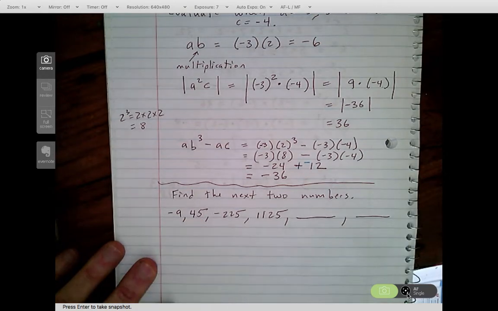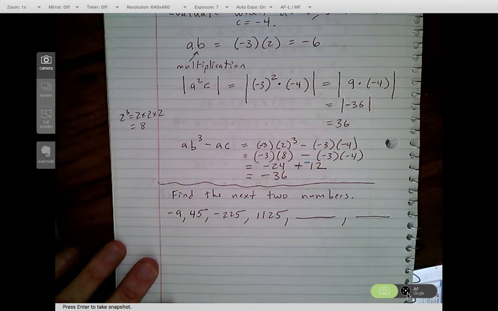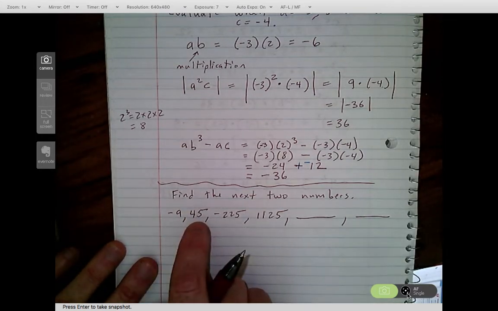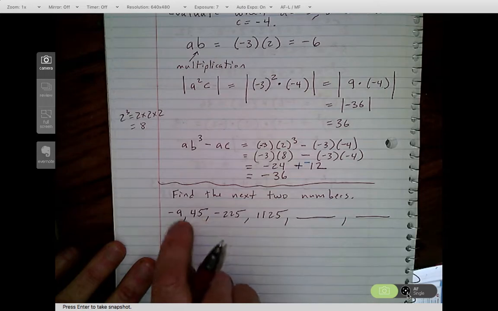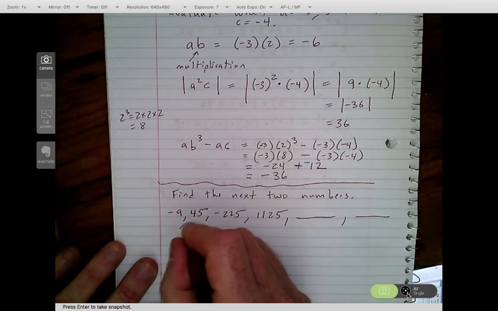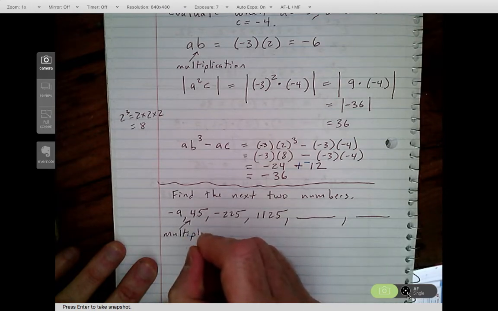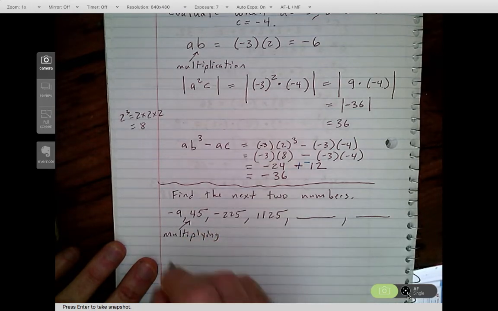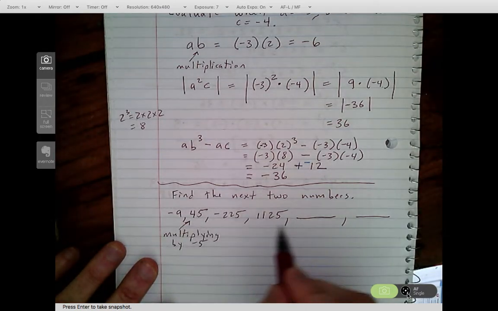What times 9 is 45? I always like to work with the first two numbers because they're the smallest. Well, we know 9 times 5 is 45. But negative 9 times positive 5 would be negative 45, and that's not what we have. So we have a positive 45, so we're changing the sign. So what's happening is we're multiplying not just by 5, but by negative 5. Okay, so we do that each time to get the next number.